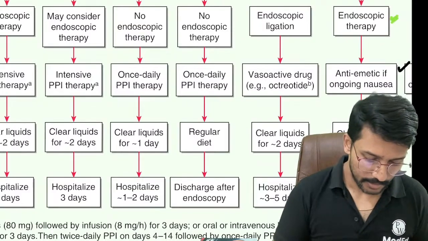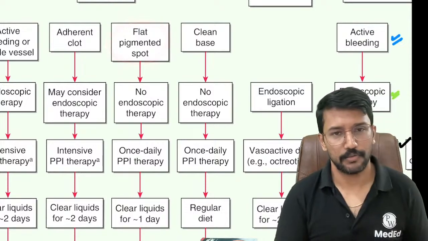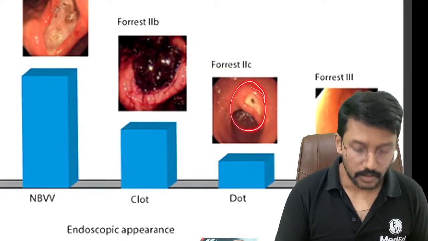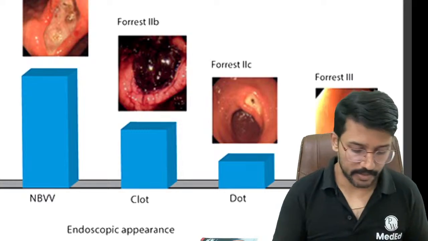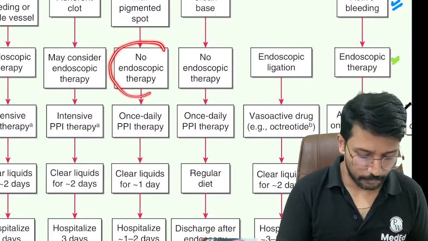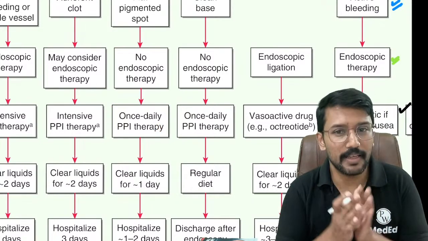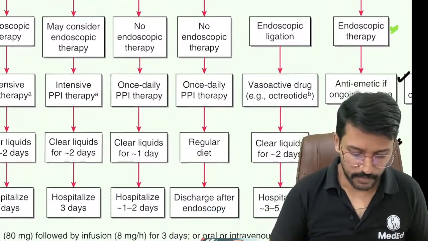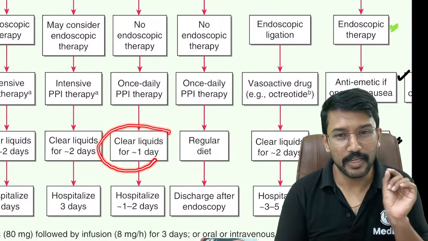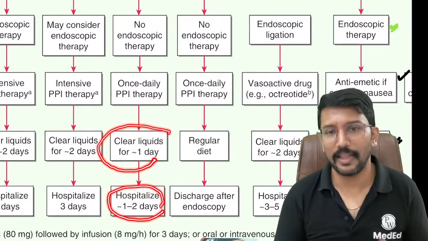On the other hand, if there is a flat pigmented spot, that is our Forest class 2C, right? Flat pigmented spot. In those cases, there is no need for endoscopic therapy, once daily PPI, but because slight bleeding has happened, I could see a small flat pigmented spot, we will give small dietary restriction, only clear liquids for a day. We will observe for 1 or 2 days in the hospital and then discharge.